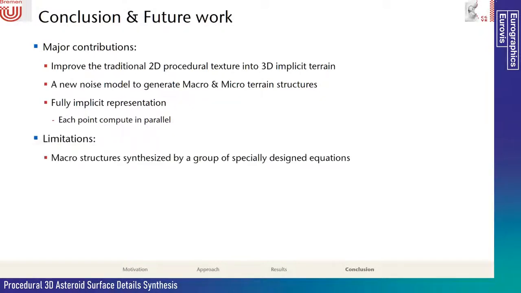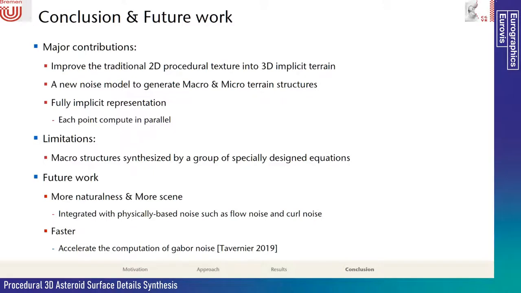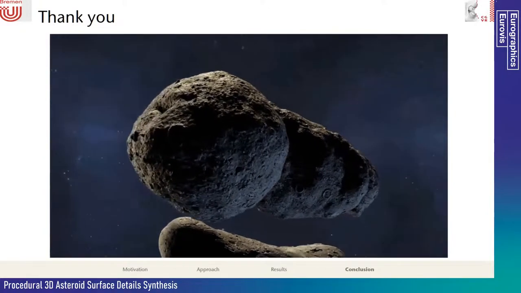Our limitation is that our macro structures are synthesized by a group of specially designed equations, and they have the potential to generate more patterns. In the future, we can integrate physically based models such as flow models and curl models to make our terrain more natural and suitable for more things such as deserts or rivers. And we can also accelerate our computation of gabaloids with the newest research to further accelerate the computations of asteroid models. Thank you, and questions.